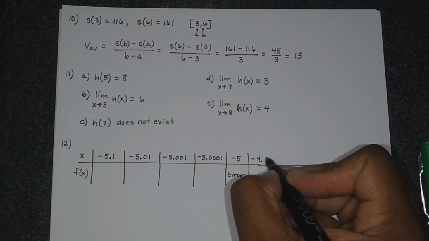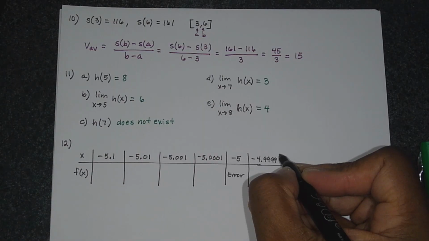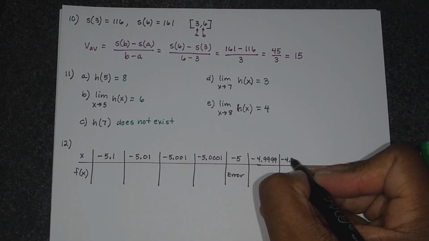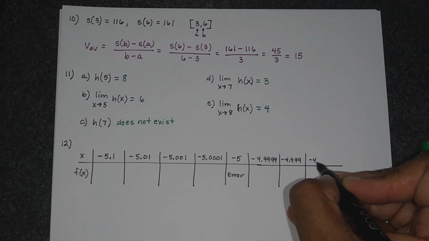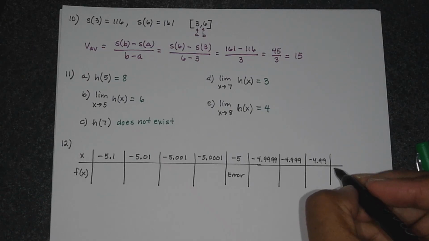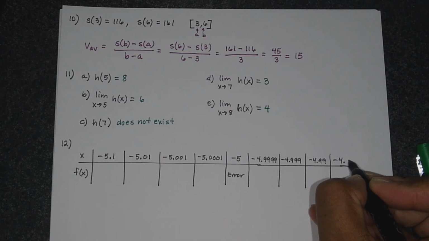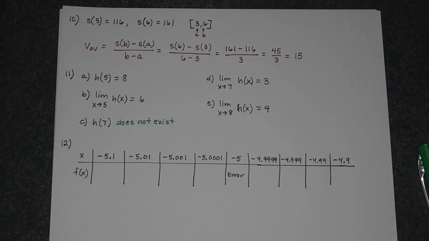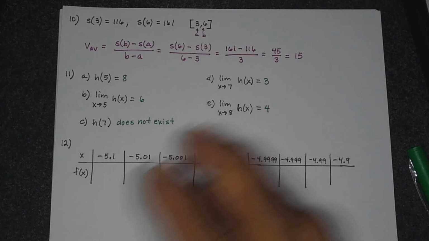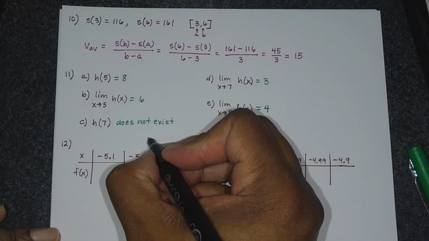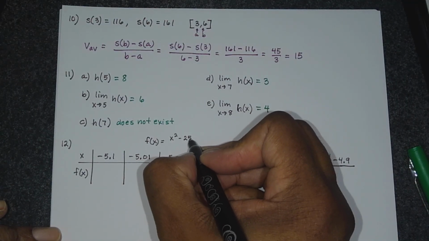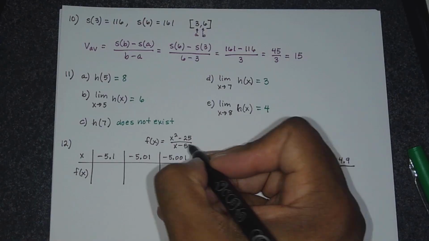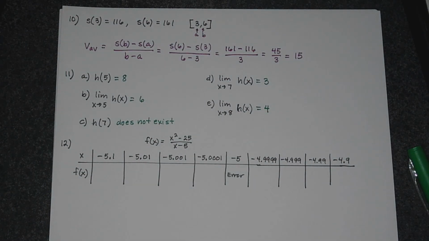And then to the right of that is -4.9999, -4.999, and then -4.99. And then the last one would be -4.9. Okay, so what I'm going to do is go ahead and put this in the calculator. Of course, f of x is x squared minus 25 divided by x plus 5. Got to put that there as well.